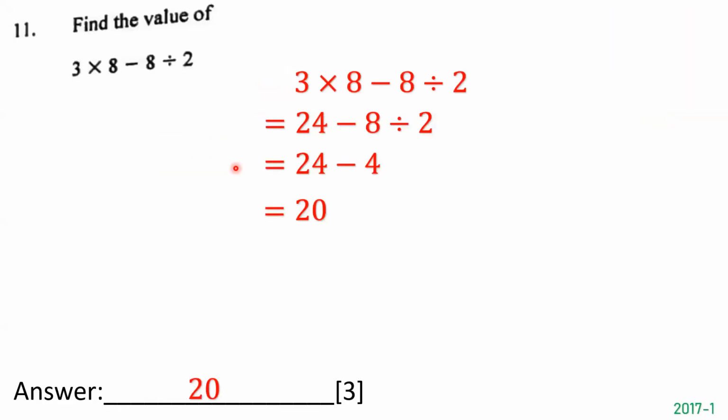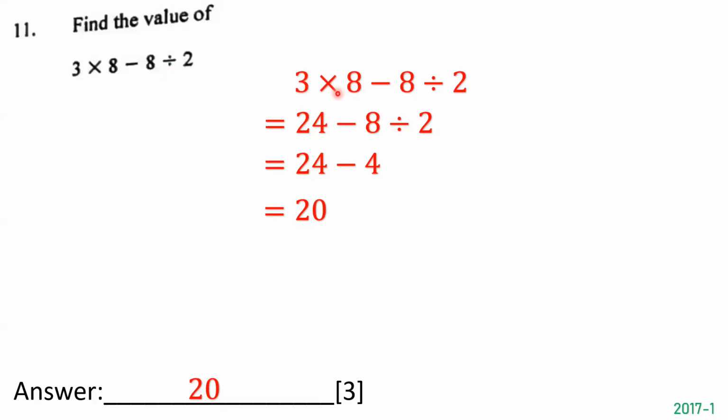Moving right along, we have this question. It says find the value of 3 times 8 minus 8 divided by 2. Again, 3 times 8 minus 8 divided by 2. So the idea here is that we want to multiply 3 times 8. What is 3 times 8?